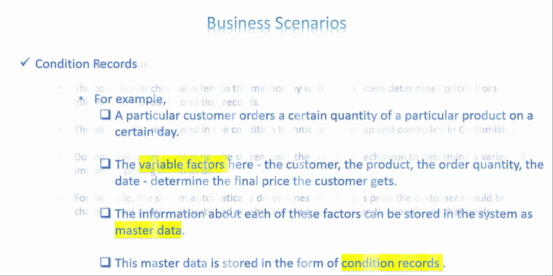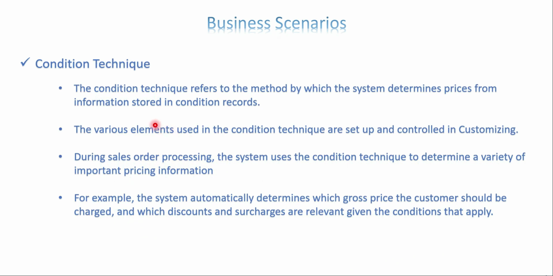Okay. And the condition technique refers to the method by which the system determines prices. Whatever you do, everything is going to determine the final price. Okay, so that is the condition technique. Here I just listed a few, and various elements are used in a condition technique, set up and controlled in customizing. So that's what I mentioned. We have some configurations to be in place before the prices are determined. Those have to be in place through some configuration steps.